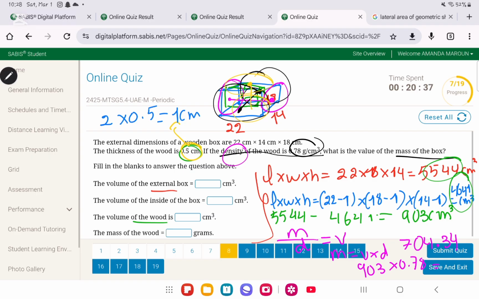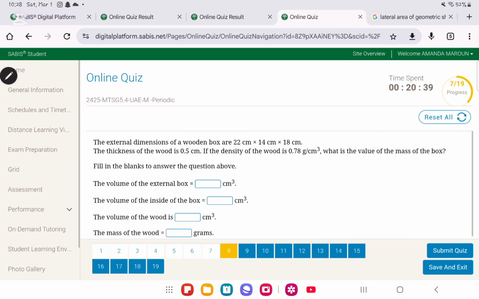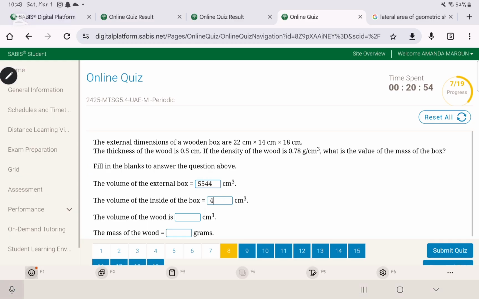It's not difficult, it just needs a little bit of thinking. So the answers respectively are 5544, 4641, 903, and then 704.34.